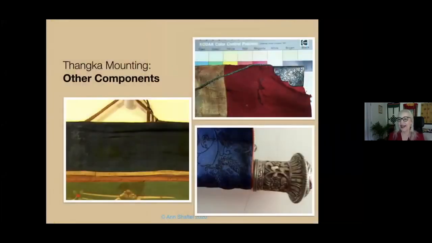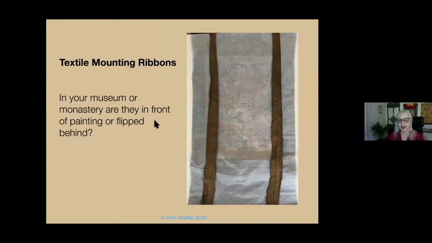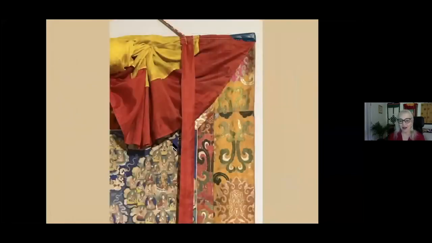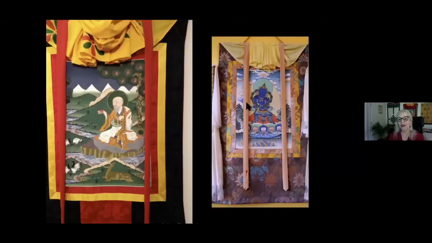Let's go through the anatomy of a thangka. Other components, you have metal corners, you have wooden dowels with decorative finials, you have cords to hang it up. And the most irritating to Westerners are the hanging ribbons, because they hang in front of the painting. And of course, in Western museum aesthetics, the painting is the most important. So to have these textile elements hanging in front, not good. Here, you can see different types of the tabs hang down, the ribbons.